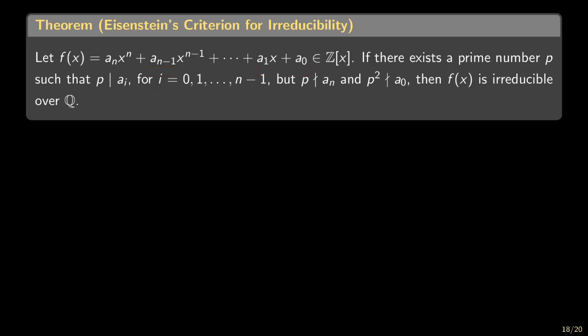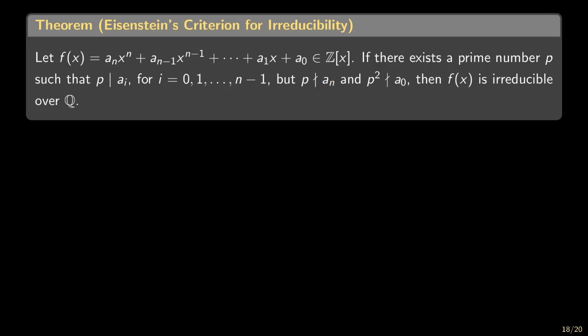Maghahanap ka ngayon ng prime number na dinidivide lahat ito mula dito pababa. P must be the divisor of a sub i from 0 to n minus 1. Meaning to say, a common prime factor to each one of these. So that, hindi lang siya basta common prime factor ha, may requirement. Dapat yung prime na yun, hindi dinidivide yung leading coefficient. So in other words, magandang gamitin itong Eisenstein kapag yung leading coefficient ay 1. Kasi automatic, satisfied na yun.